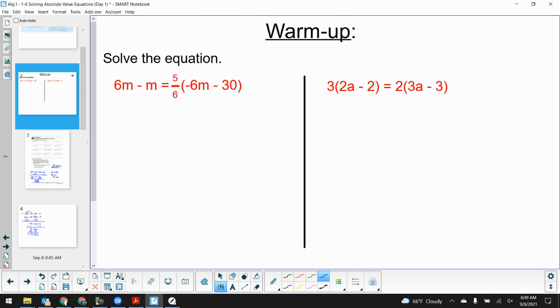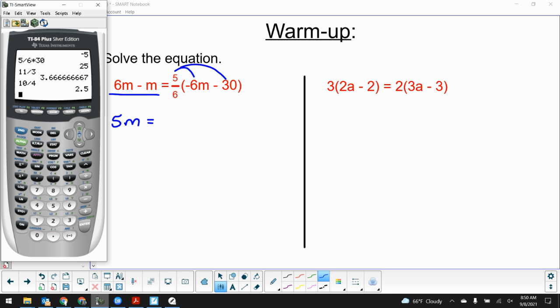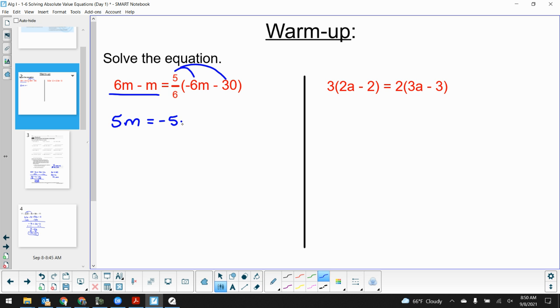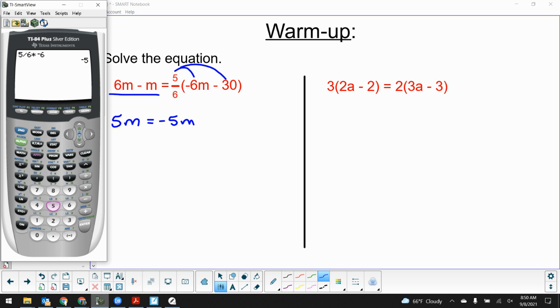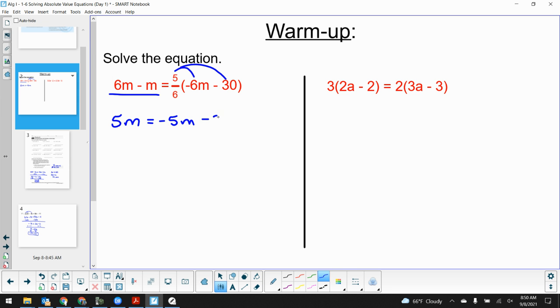I'm sorry. Let's go through the warm up real quick because it's kind of tricky here. Take a look at my first one. I combine the 6m minus m to get 5m. And I distribute this in: 5/6 times -6 is -5m. 5/6 times 30 is 25, so minus 25.